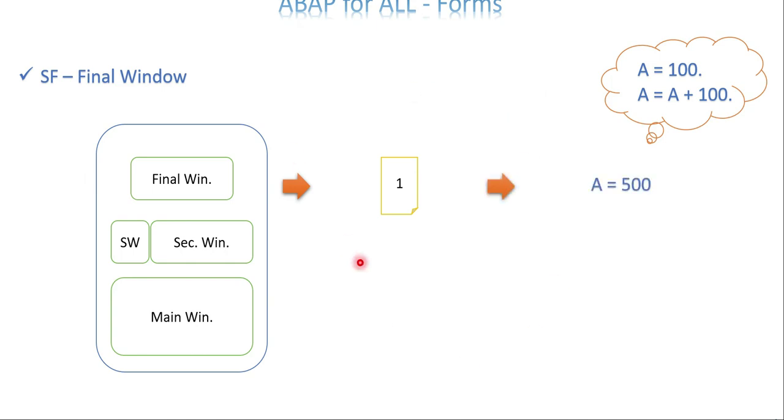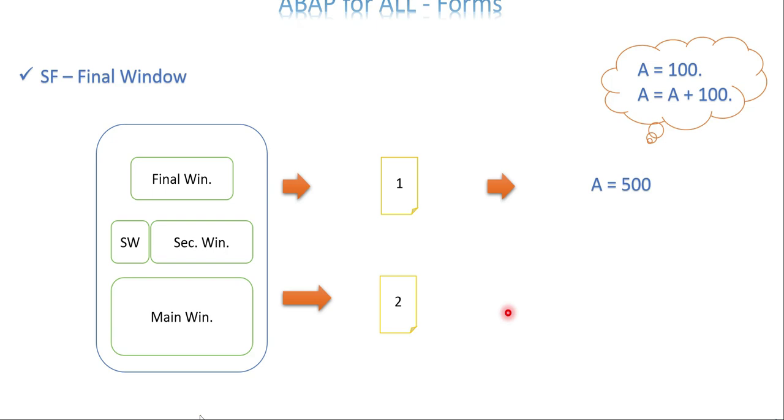Another one: suppose the output of the same design is two pages, then what is the output? What happens? I'm starting with page one. A equals 100, so for page one we almost get 500, right? We'll go one by one. It comes here: 100, 200, 300, 400 for page one, and 500 for page one till the final window, right? And I will show you in the debugging also for your better understanding.